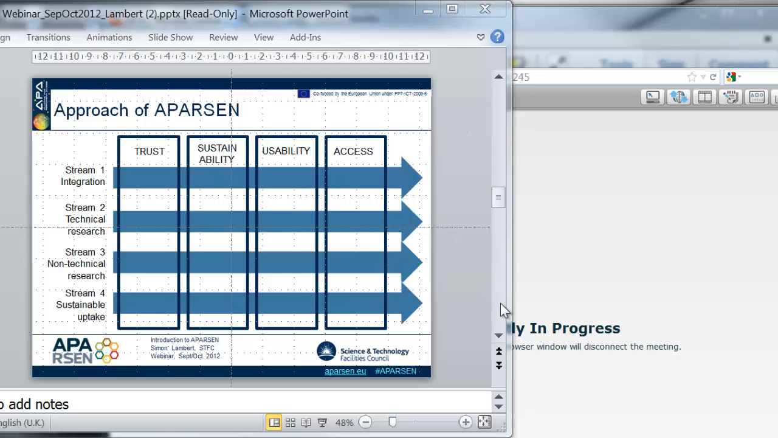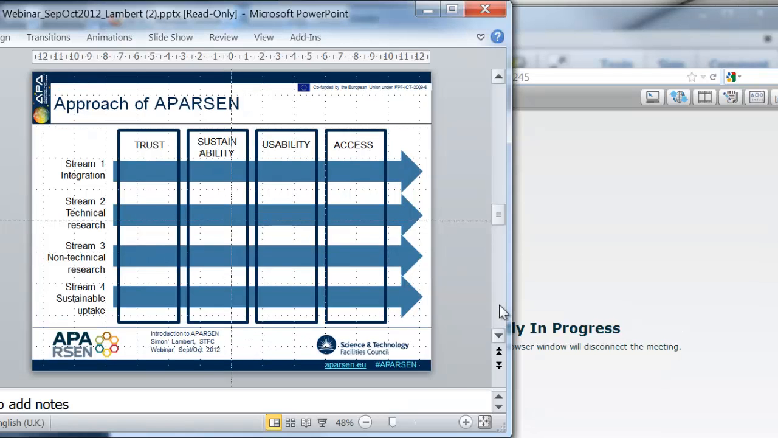And along the other axis of this scheme, you see that we've split up the work packages into four different streams. The first stream is about integration, and it runs through all the four topics. The second stream is about technical research. The third stream is about non-technical research, policy, standards, etc. And stream four is about sustainable uptake and dissemination of the outcomes of this project. Next slide.